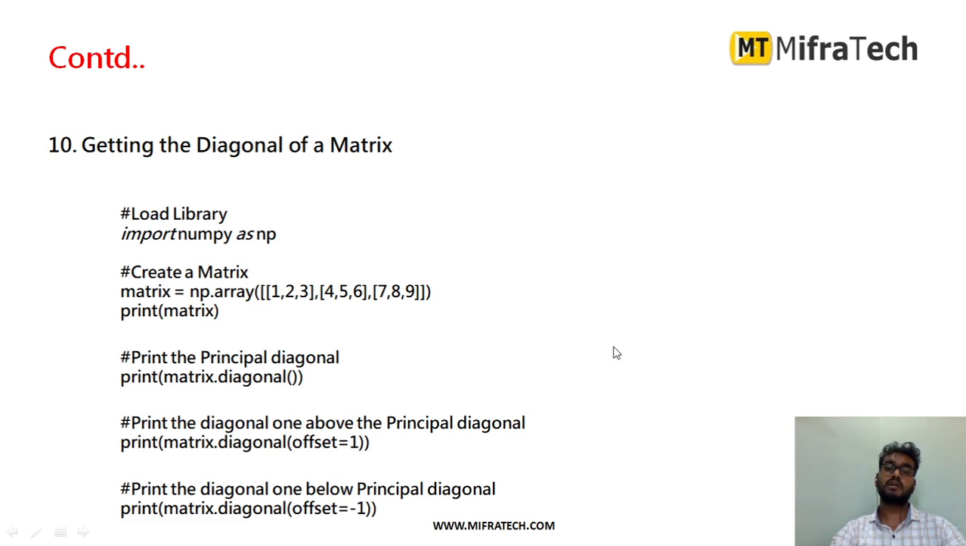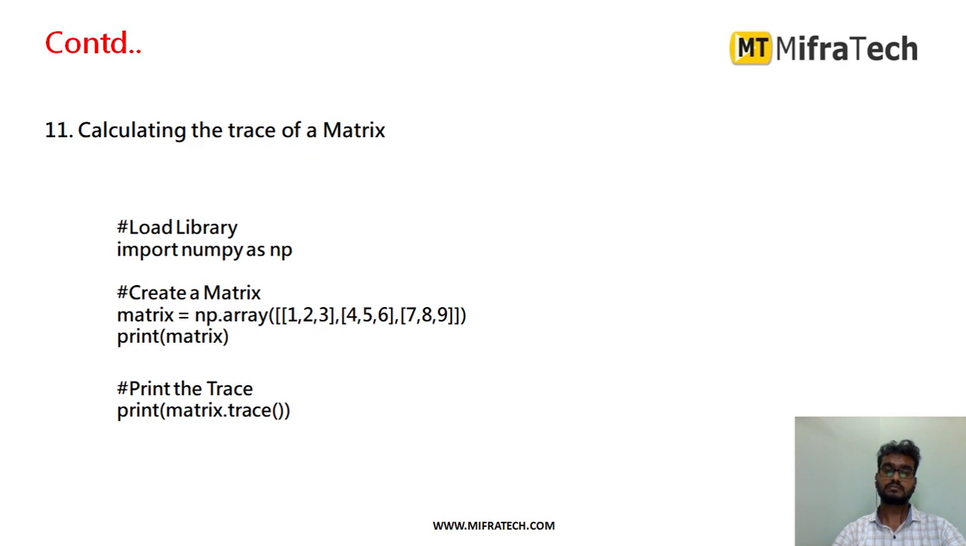First, what is the diagonal? What I am going to get is the principal diagonal. We can also get the diagonal 1 above the principal diagonal and the diagonal 1 below the principal diagonal. To do that, we have these two commands, that is the same matrix.diagonal function only. Just by passing the parameter offset equal to 1, I am going to get the diagonal that is 1 above the principal diagonal, and just by passing offset value equal to -1, I am going to get the diagonal value which is below the principal diagonal.